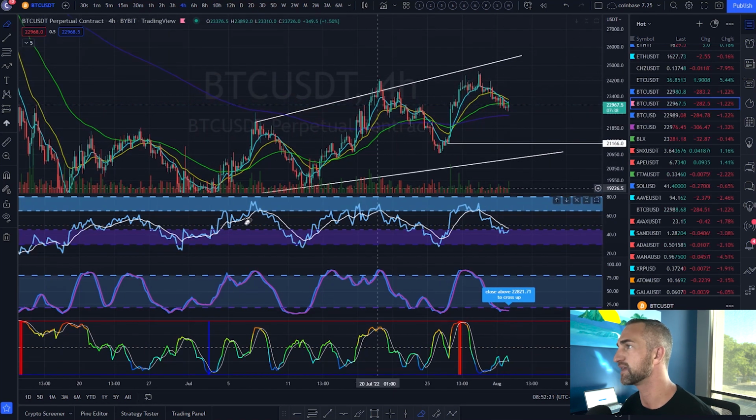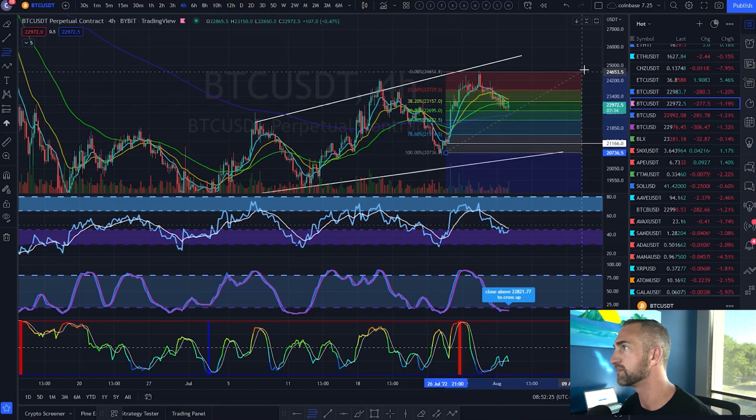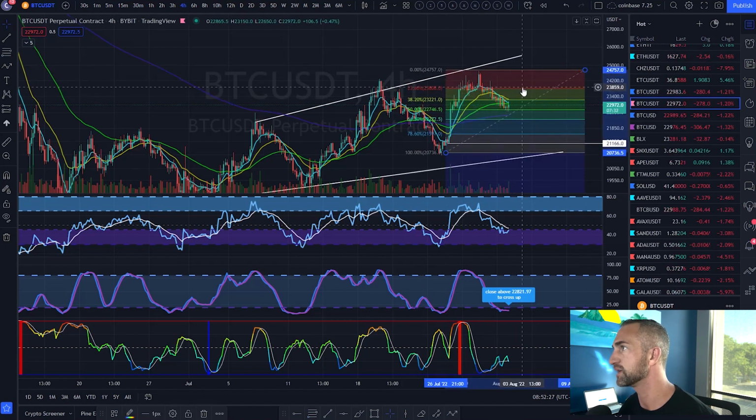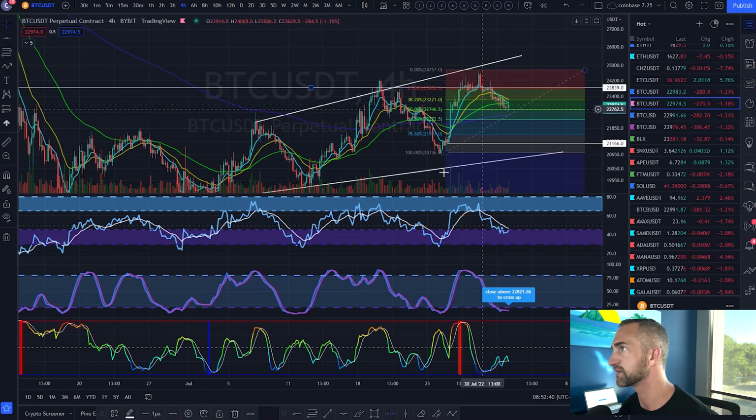Where does it get invalidated? How do we know we're wrong? That would simply be with a closure back above 23,819. That would be the pivot for the day. So I'm going to mark that off and see if it lines up with any of our higher time frames. So we got two major pivots, call it 21,200 and 23,800 on the 4-hour time frame.